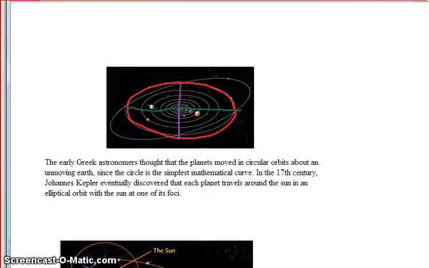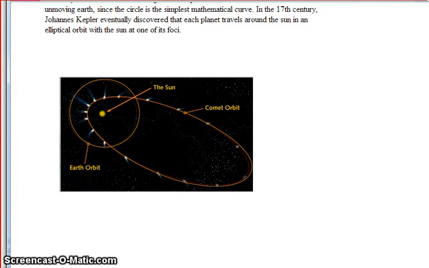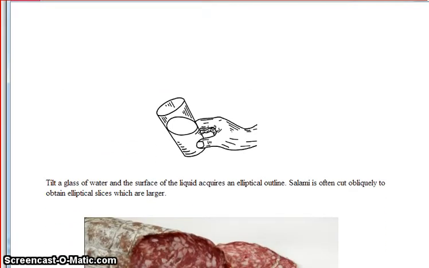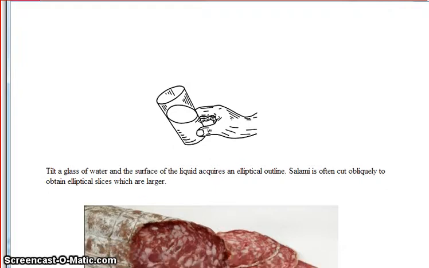Again, we can take a look at Halley's Comet, at least the orbit of it. It is an ellipse. The Sun is one of the foci. The other focus probably way over here. There is a nice sort of symmetry, and that one is more of a theoretical focus. There's not actually anything there that determines the orbit of the comet. But this also has a major axis going this way and a minor axis going roughly this way. Some other instances of ellipses. You tilt a glass of water and the surface of the liquid acquires an elliptical outline.